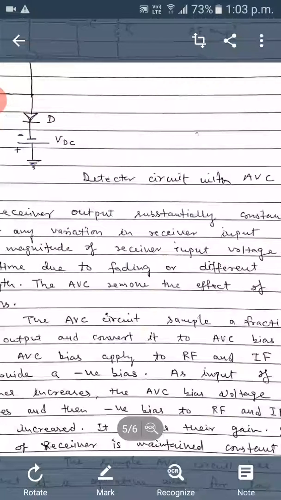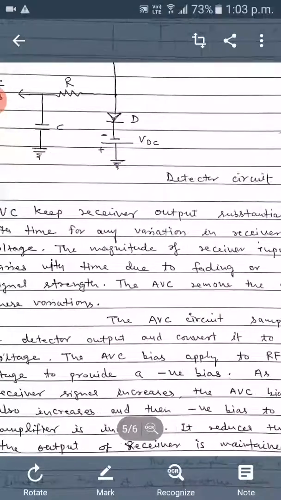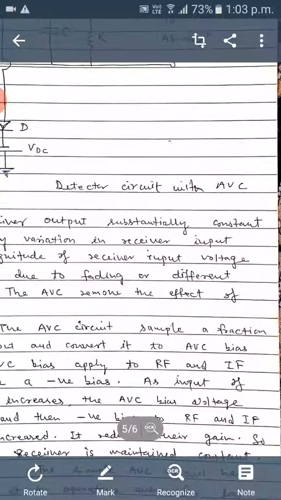This is because the AVC bias is basically connected to the radio frequency and intermediate frequency amplifiers. So that's why it reduces the gain. So the output of the receiver is maintained constant.